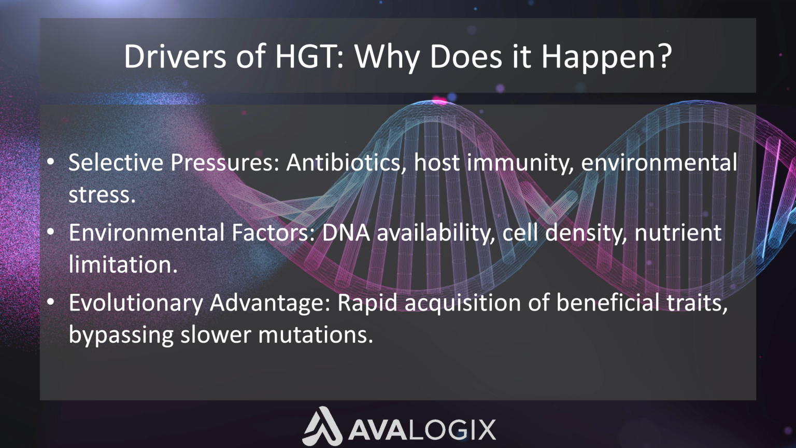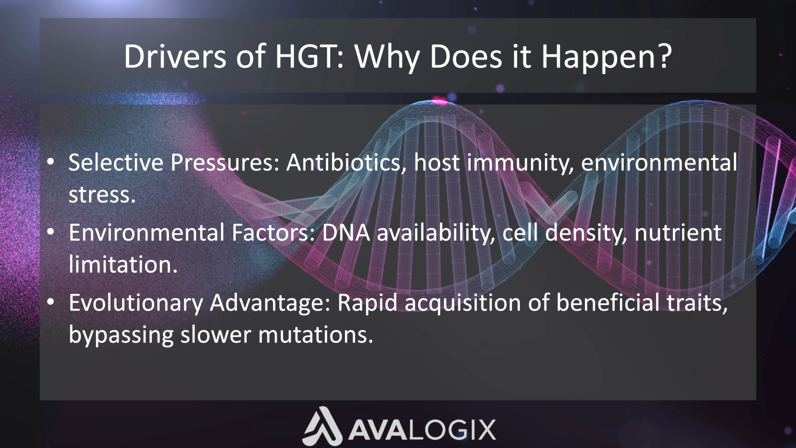Ultimately, HGT offers a powerful evolutionary advantage. It enables bacteria to quickly acquire adaptive traits that might otherwise take millennia to evolve via vertical inheritance. HGT makes bacterial evolution agile, allowing microbes to thrive under new or hostile conditions and contributing to their resilience and success across environments.